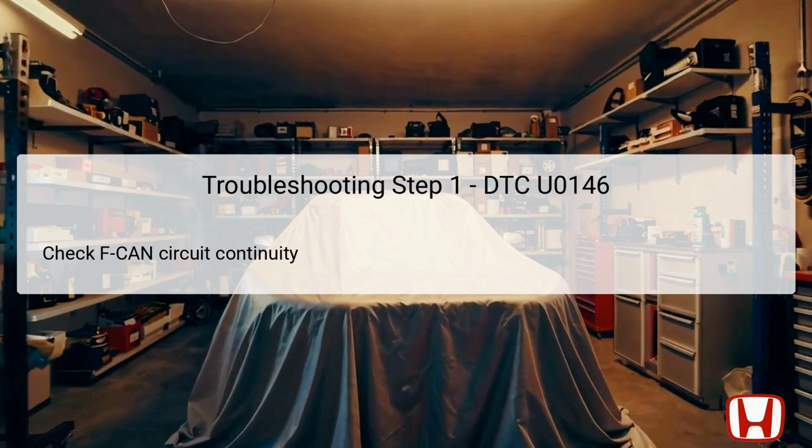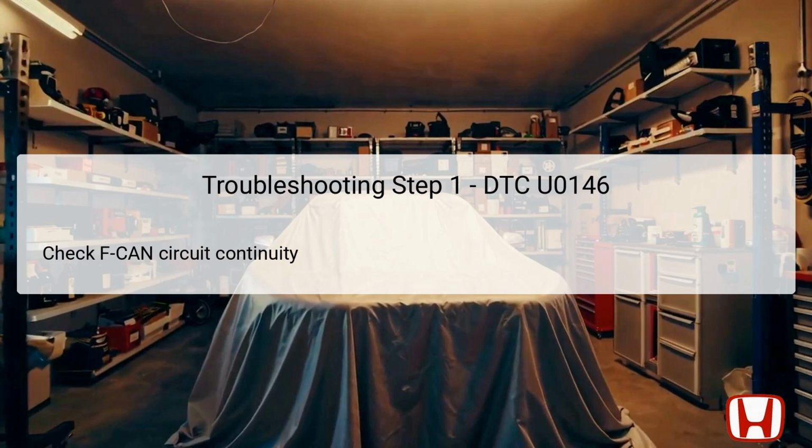In the first troubleshooting step for DTC U0146, it is essential to check the continuity of the F-CAN circuitry. This includes verifying the F-CAN AH and F-CAN AL lines for any breaks or disconnections. Utilizing a multimeter or an appropriate diagnostic tool, one should measure the resistance and ensure that the circuit is complete. An open circuit will show infinite resistance, indicating a disconnection that could cause the TCM not to receive signals. Any identified damage or breaks in the wiring should be replaced or repaired to restore proper functionality.